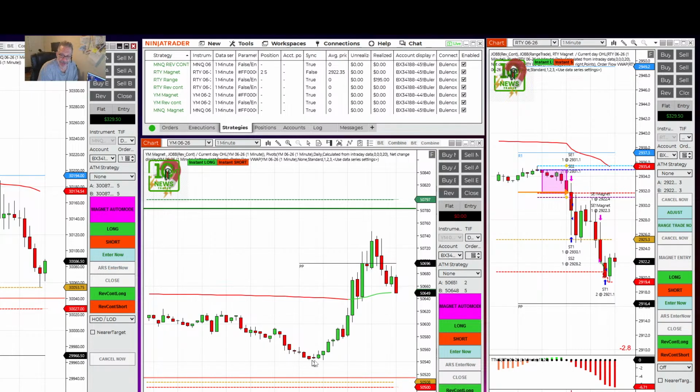Now, I'd be pretty darn surprised if the YM goes all the way back down to the low. That I don't expect. The MNQ is chopping around before it tests the low.